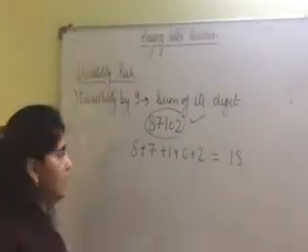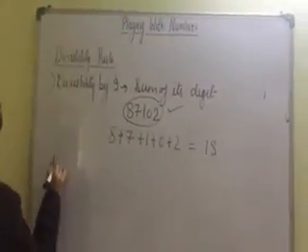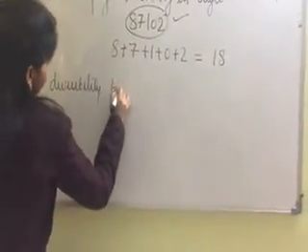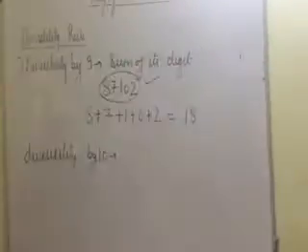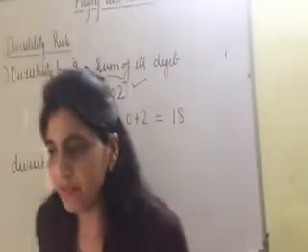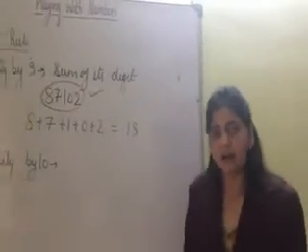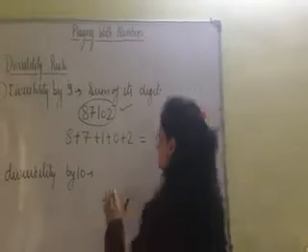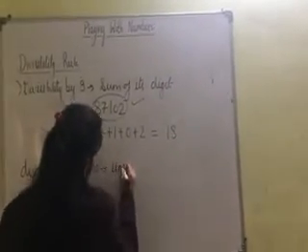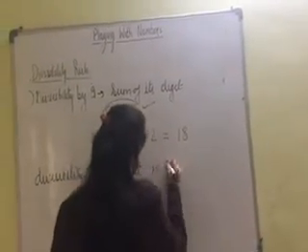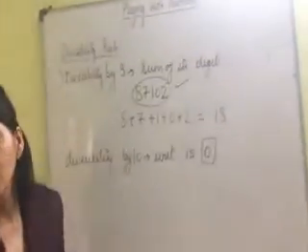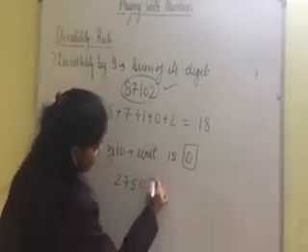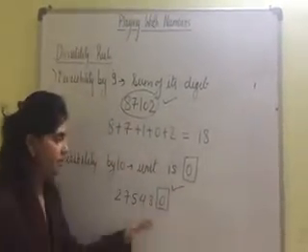Now, next is divisibility by 10. A number is divisible by 10 only when its last digit, its unit digit, is 0. So we can say that if the last digit of 27540 is 0, this number is divisible by 10.